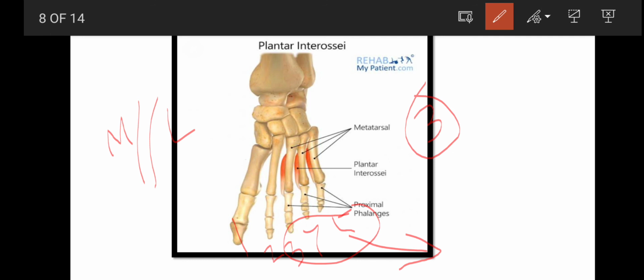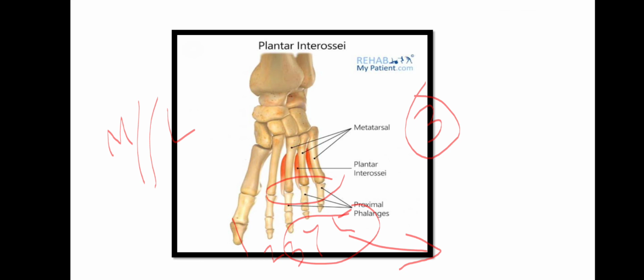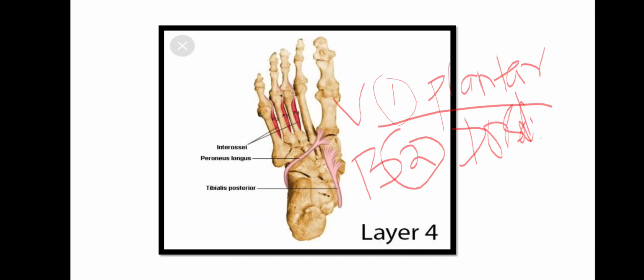Okay, and it inserts towards the base of the proximal phalanx of the corresponding digits, that is third, fourth and fifth toes. Towards the same side, proximal phalanx. These are plantar interossei muscles. Always remember that they are unipennate muscles. Now these are your plantar interossei muscles.